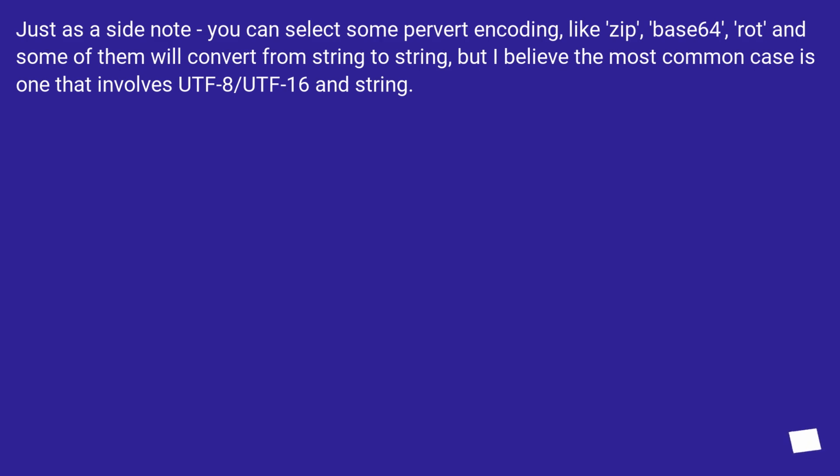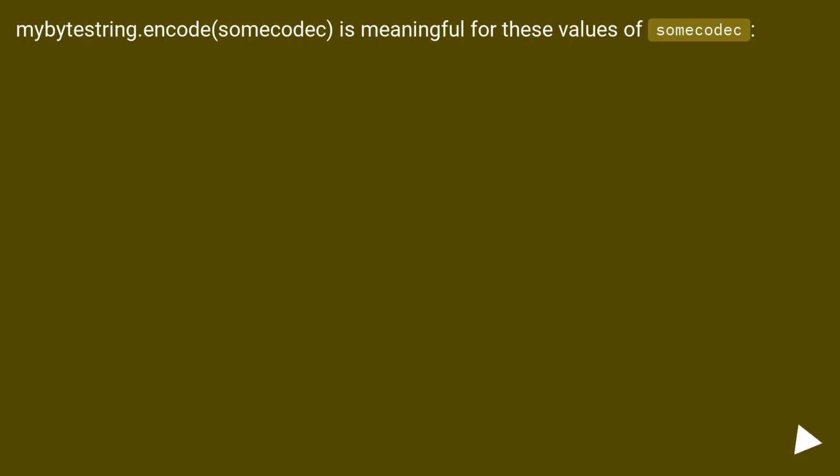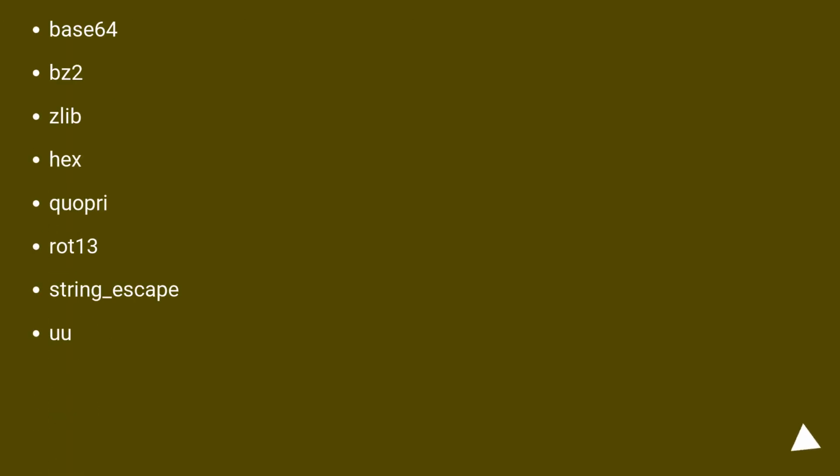Just as a side note, you can select some perverse encoding, like zip, base64, rot, and some of them will convert from string to string, but I believe the most common case is one that involves UTF-8/UTF-16 and string. My byte string .encode(somecodec) is meaningful for these values of somecodec: base64, bz2, zlib, hex, codecs, rot13, string_escape, uu.